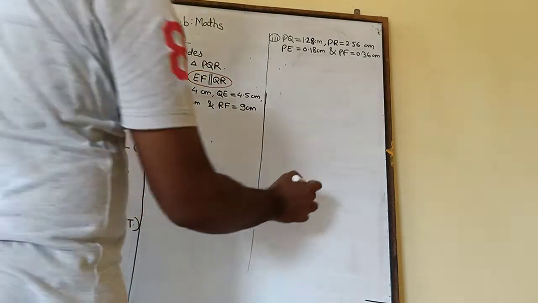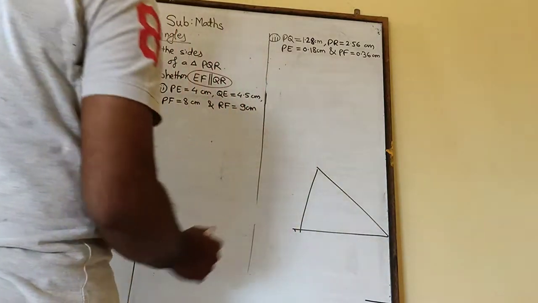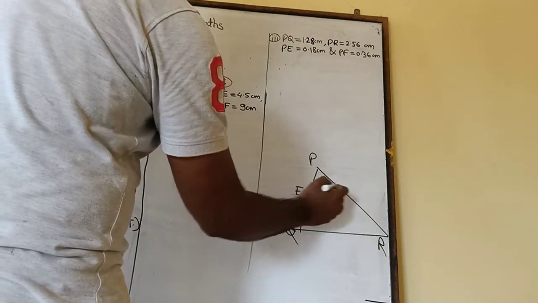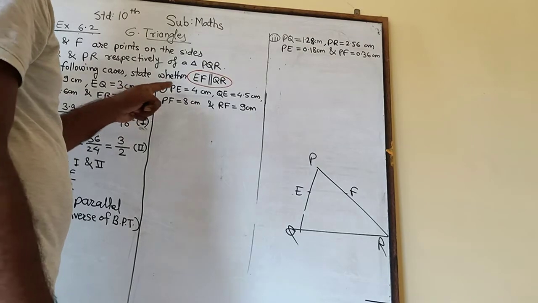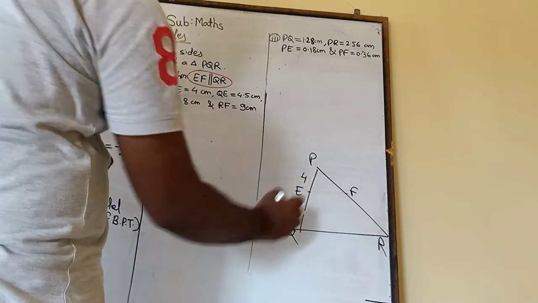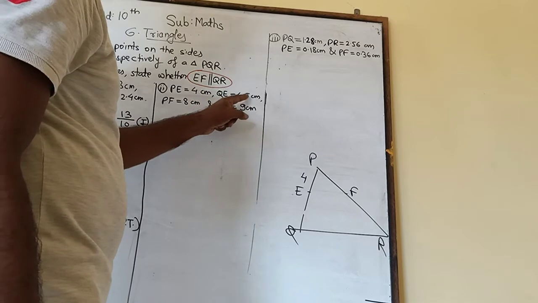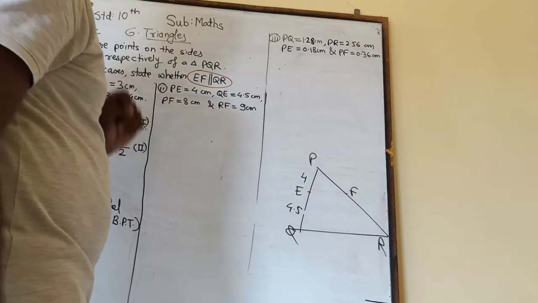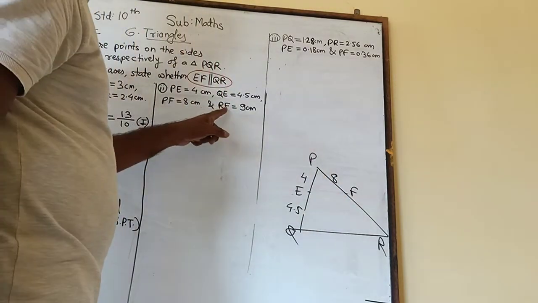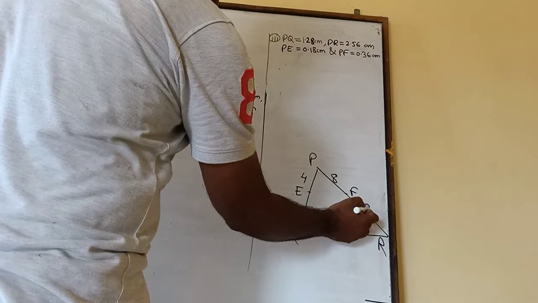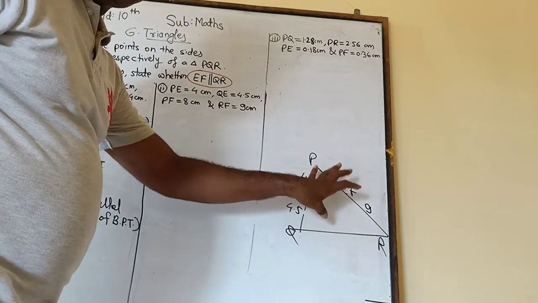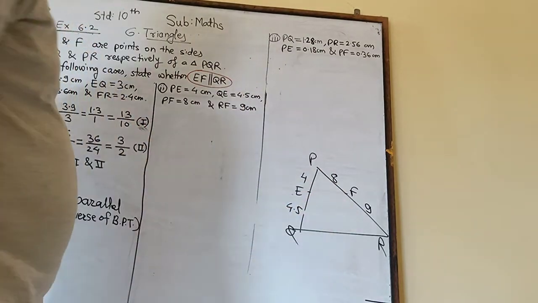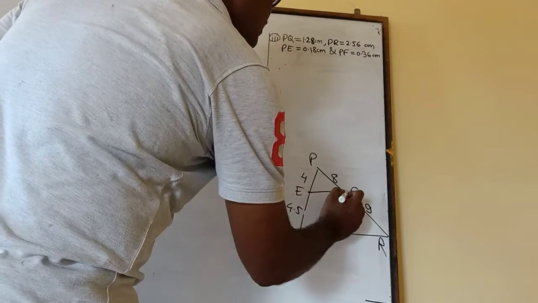Second, once again I will draw a figure. Let us see what is given. The same figure I am drawing here. Let us see what is given now. PE is 4 centimeter, QE is 4.5 centimeter, PF is 8 centimeter and RF is 9 centimeter. Students, we don't need to draw the figure, but for our solution we draw a rough figure like this. It will be more helpful for us.